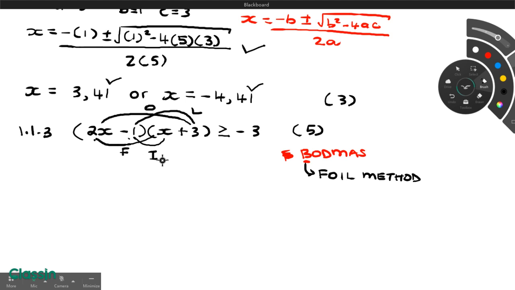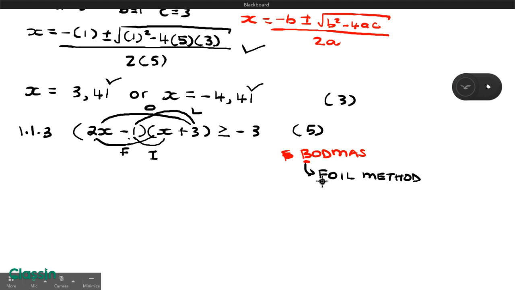So now let's check. It says FOIL. It means that we must multiply the numbers that appear first in the two brackets, which is 2x multiplied by x. We have got 2x squared. This is our first. Then our outer is 2x multiplied by positive 3. Then we get positive 6x. Then negative 1 multiplied by x is negative x. Negative 1 multiplied by 3 is negative 3, greater or equal to negative 3.